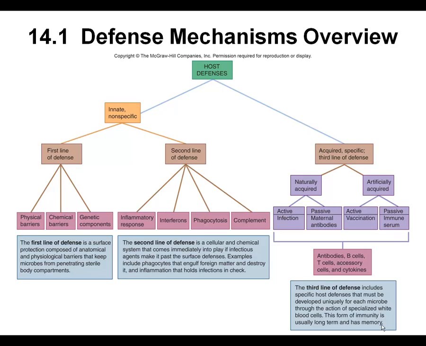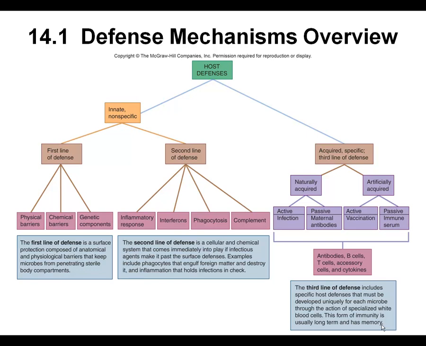This graph here basically is an overview of the entire host defenses. You'll see that we've broken it down into our innate and our nonspecific immunity, and that innate immunity is broken down into our first and second lines of defense. Your first lines of defense are going to be your physical and chemical and genetic barriers. Your second line of defense are going to be some mechanisms and some other systems that are going to be activated that are going to allow for the further protection by our innate immunity. This is also a non-specific defense.